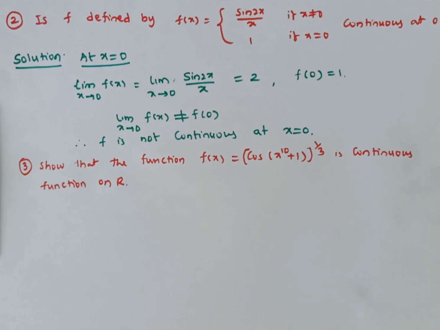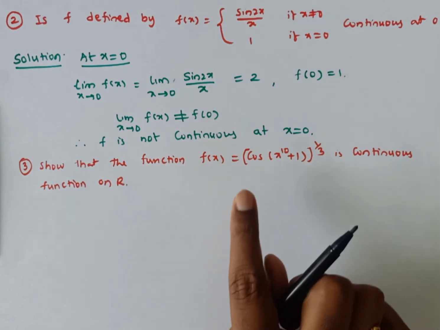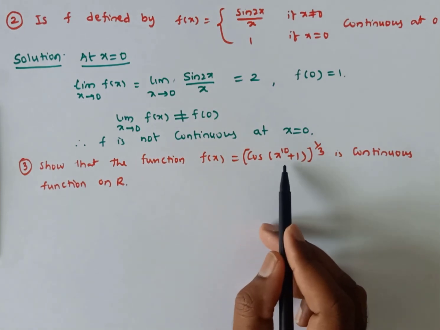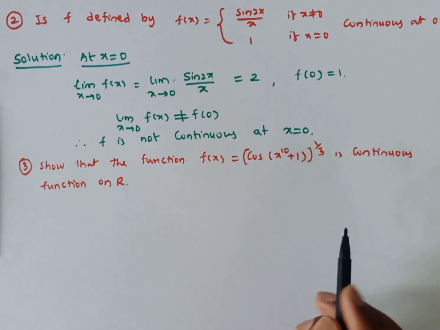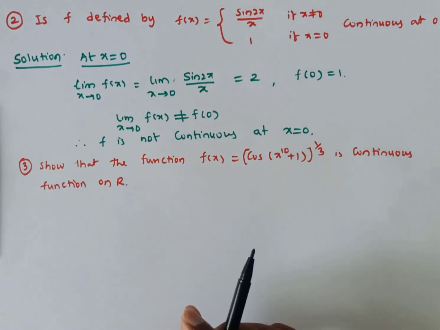So the next, third problem: show that the function f of x equals (cos of x to the power 10 plus 1) whole to the power of 1 by 3 is a continuous function on R.